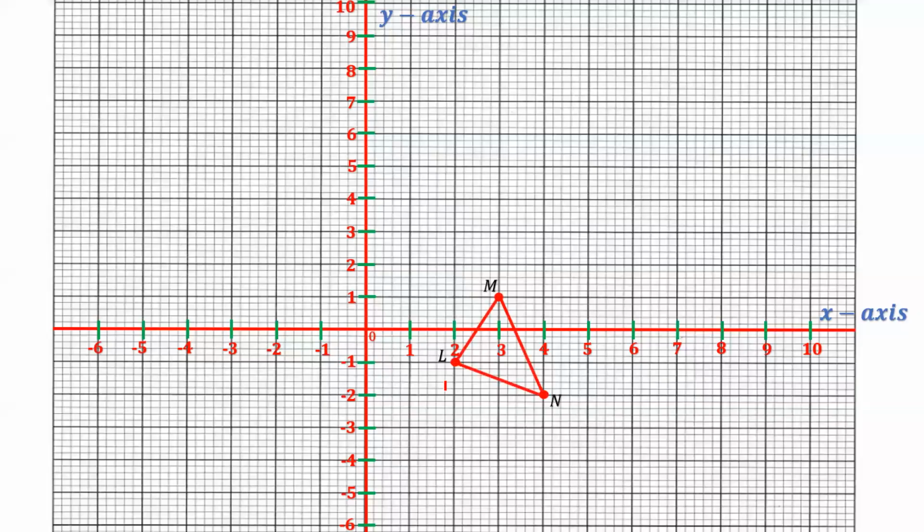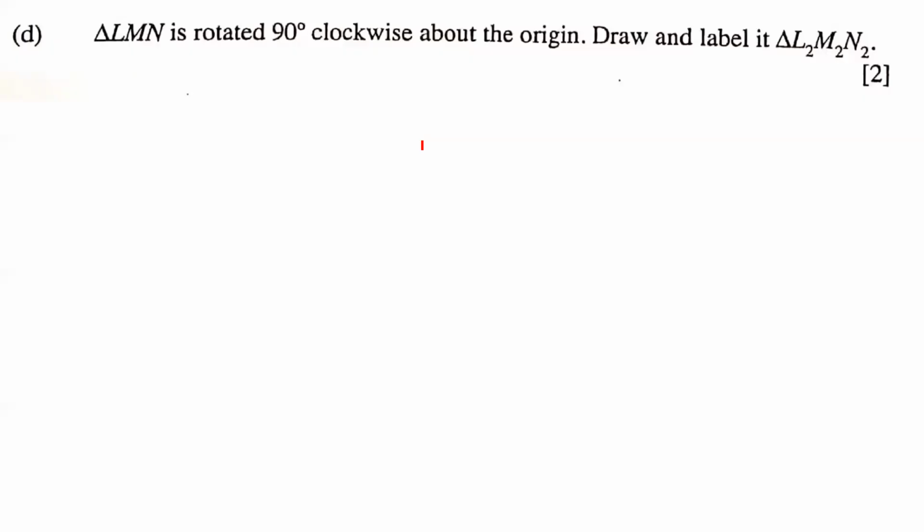So again, the coordinates 0, 6 is going to be L1. Then 1, 8 is going to be M1. And then 2, 5 is going to be N1. We combine them together, and that's the translation. We moved this to here using the translation of negative 2, 7. Let's move on to question D.